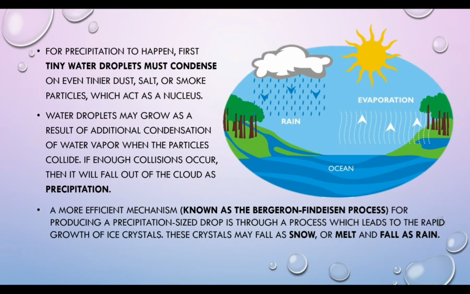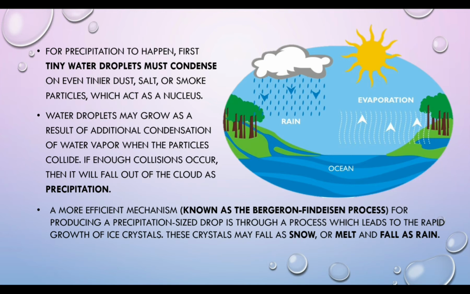For precipitation to happen, first, tiny water droplets must condense on even tinier dust, salt, or smoke particles, which act as a nucleus. Water droplets may grow as a result of additional condensation of water vapor when the particles collide. If enough collisions occur to produce a droplet with a fall velocity which exceeds the cloud updraft speed, then it will fall out of the cloud as precipitation. This is not a trivial task since millions of cloud droplets are required to produce a single raindrop.